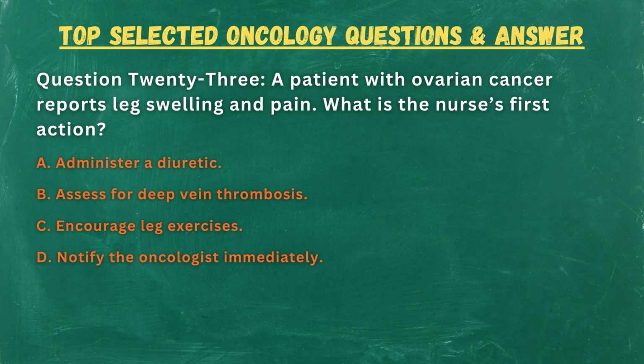Question 23. A patient with ovarian cancer reports leg swelling and pain. What is the nurse's first action? A. Administer a diuretic. B. Assess for deep vein thrombosis. C. Encourage leg exercises. D. Notify the oncologist immediately. Answer: B. Assess for deep vein thrombosis.